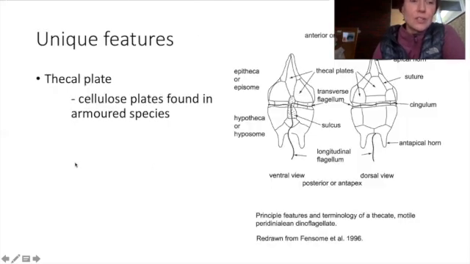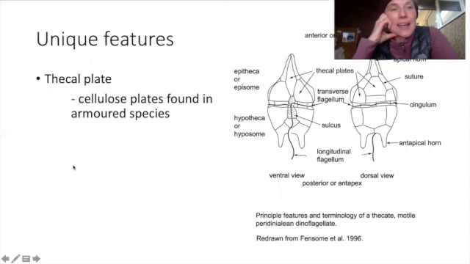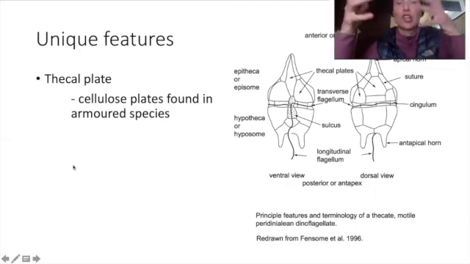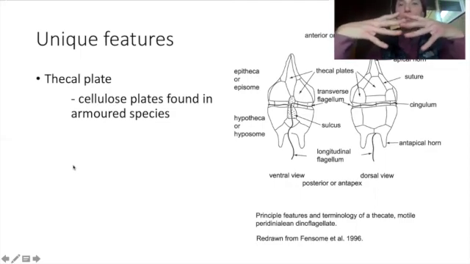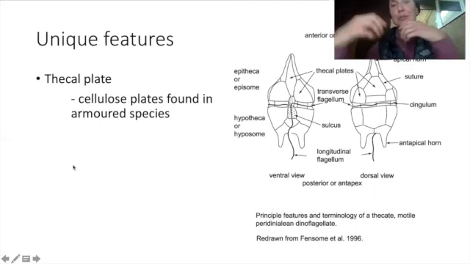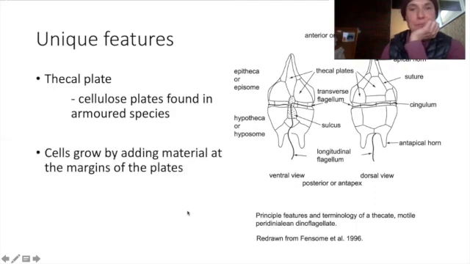And not only is their DNA different, these theca that I told you about, the theca plates, think of them almost like continental plates on the planet. They're plates found in armored species, and the growth of the organism occurs at the borders of the plates. So they add material to the borders of the plates, and that's how they grow.